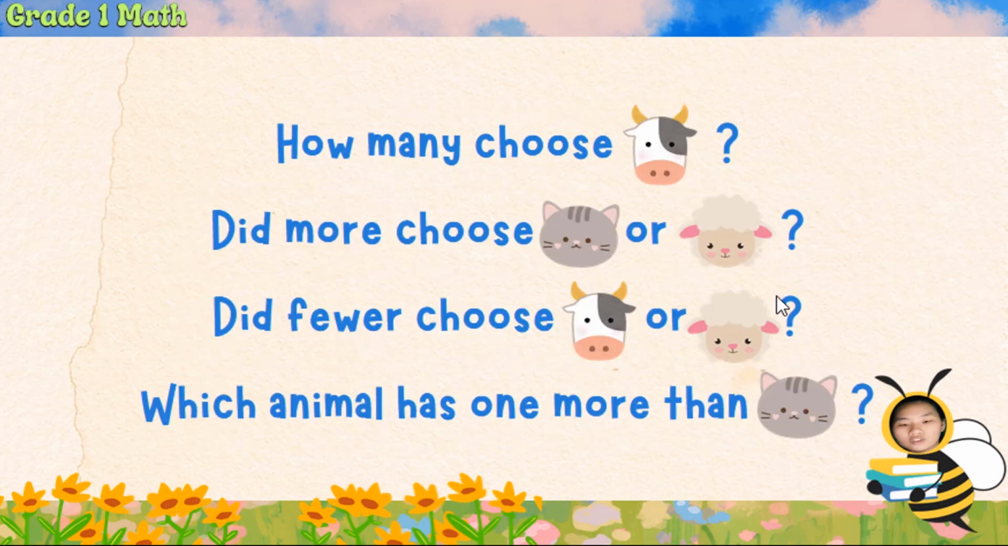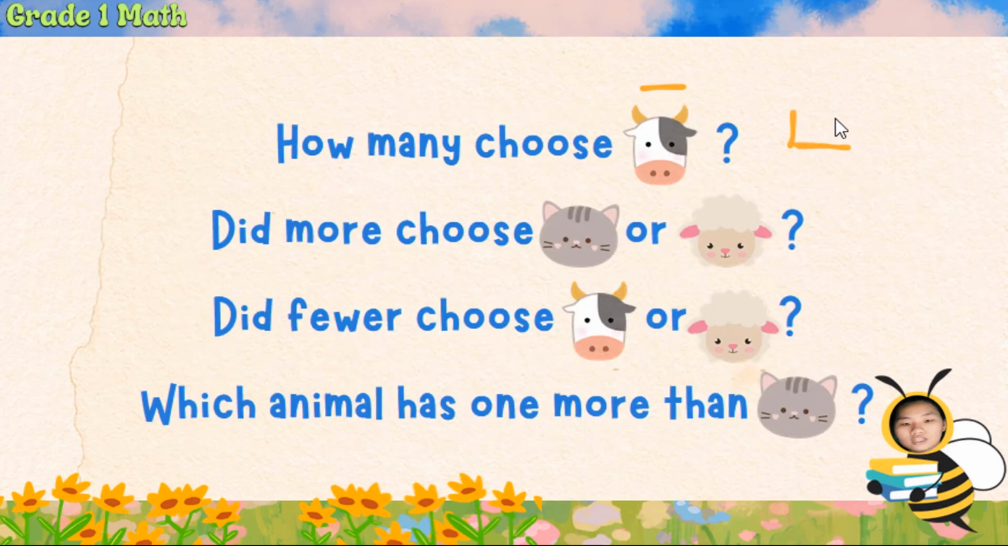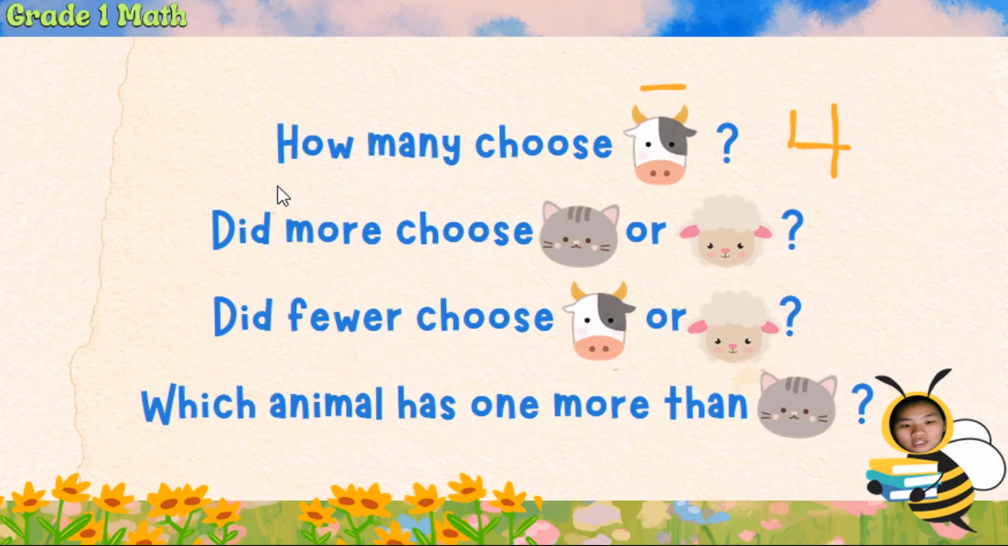Now to our questions. First, let's see what the first one is. How many people choose cow? 1, 2, 3, and 4. We have 4 over here. Did more choose cat or sheep? Now let's look at cat and sheep. Cat we have 1, 2, 3. Sheep we have only 1. So a lot more people like cats than sheep. Let's go back to the question. Did more choose cat or sheep? Well, they choose the cat.